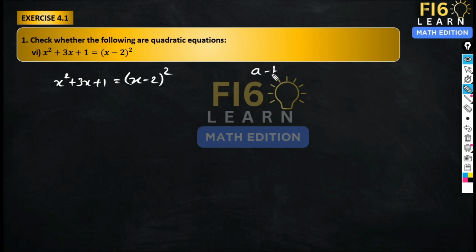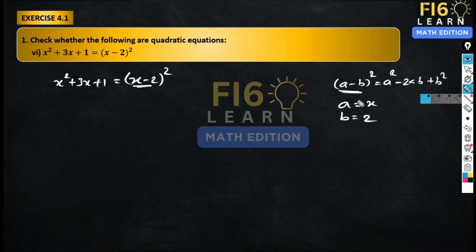You know the formula, a minus b whole square is equal to a square minus 2ab plus b square. You can compare this with the given term. So instead of a, we have x here, and instead of b, we have 2 here. So what we have to do is just replace wherever you have a with x, and wherever you have b, just replace that with 2. So we will get x square minus 2 into a value, which is x, again b value is 2, plus b square, that is 2 square.